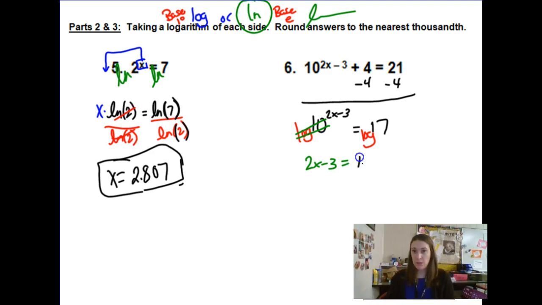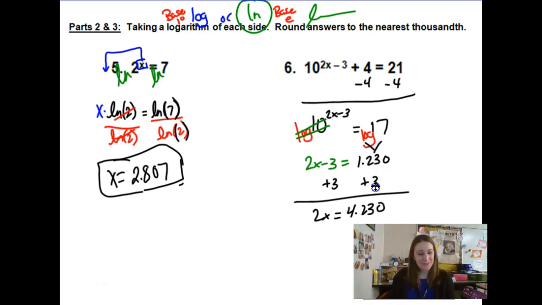1.230. So that's just typing this in. And now it's going to be a decimal answer, but we kind of already knew that, and we're going to solve. So we're going to add the 3 over, and then divide by 2, I can do this in my head, huh? 4.230 divided by 2 is 2.115. Yeah. Alright, so x equals 2.115.